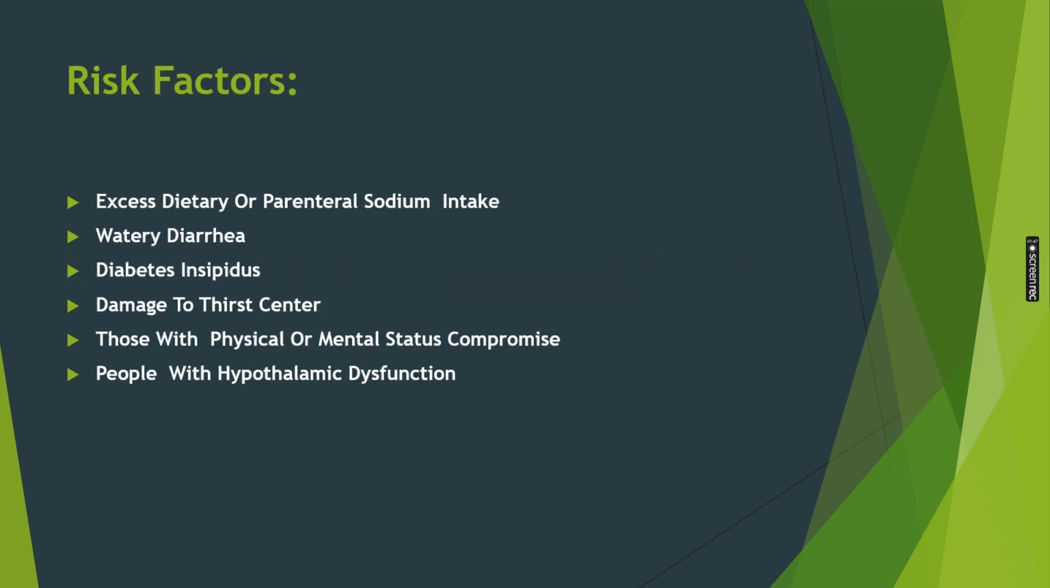Other risk factors for hypernatremia include excessive dietary or parenteral sodium intake, watery diarrhea, and diabetes insipidus. This is a rare condition in which the body is not able to retain water, so it causes excessive urination in the patient. Then damage to the thirst center, which is the hypothalamus. If the patient has any physical or mental status compromise, it can lead to hypothalamic dysfunction, because the hypothalamus is our thirst center.